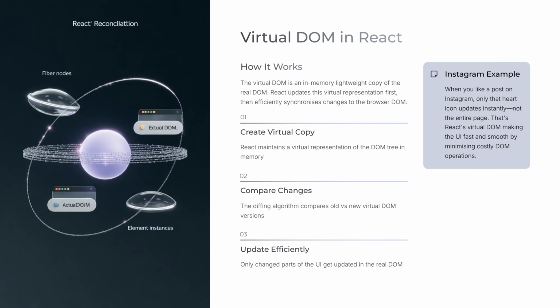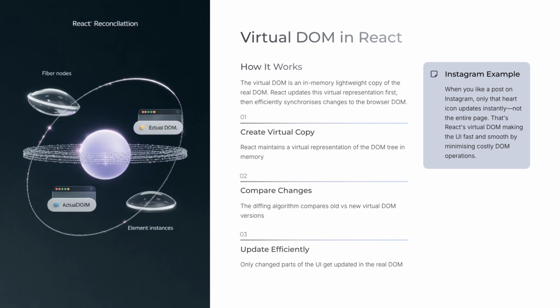Next, let's talk about the virtual DOM, one of React's most powerful features. The virtual DOM is a lightweight, in-memory copy of the real DOM. When you make changes, React updates this virtual representation first, compares it with the previous version, and then efficiently updates only the parts of the real DOM that changed. This process avoids expensive full-page re-renders.